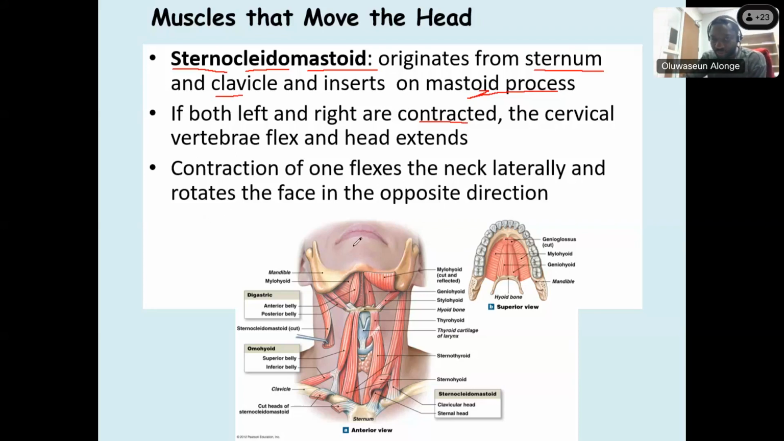So this muscle here is the sternocleidomastoid. Like I told you, you see it goes from here, from the clavicle. It has a clavicular head and a sternal head. So this is the same muscle that comes from here and here. It's just one muscle, and it goes to the mastoid process of the temporal bone. That's why it's called sternocleidomastoid, and it is the one that moves your head predominantly.